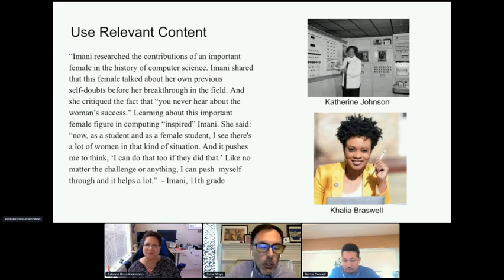In the interest of time, I just want to go through this next quote, emphasizing the importance of relevant content as part of the curriculum. The students are required to do a research project on an underrepresented figure in computer science. And one of the students, Imani, shared this quote, which highlights how important it was to see somebody like her, similar to the previous slide, but this time in the field of computer science, and really having that serve as an inspiration, feeling that she also could push through challenges she might have in the field.